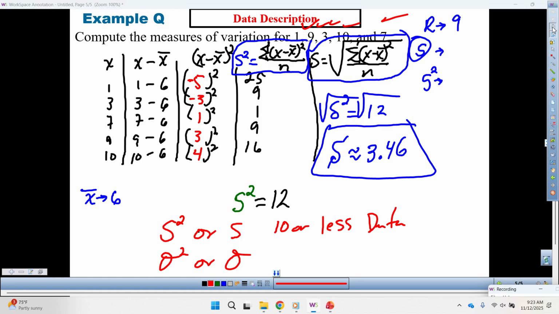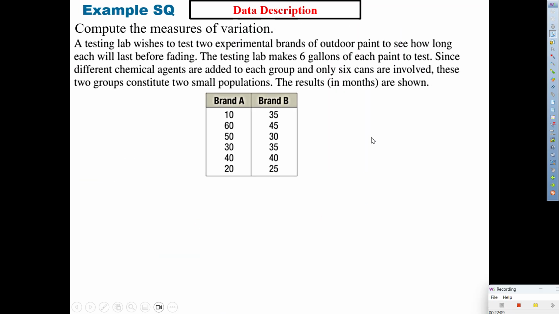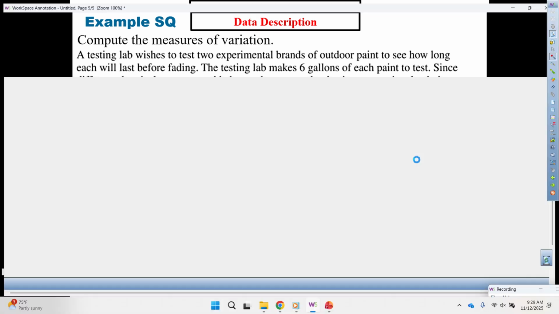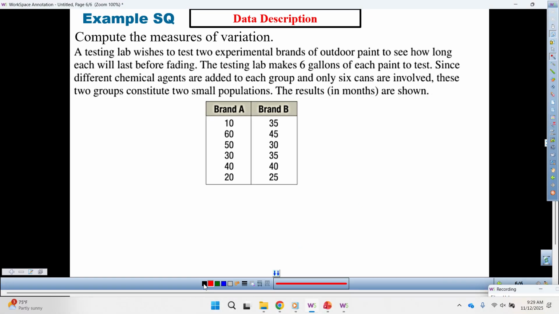All right, before we move on, look up. This one. They're asking us to compare 2 different brands of paint. And this was on the video. I'm not going to go over this again. However, how many data do we have for brand A? There's 6 of them. So what formulas are we going to use? Let's see. All right. So I'm going to use the letter what? S. So S squared.